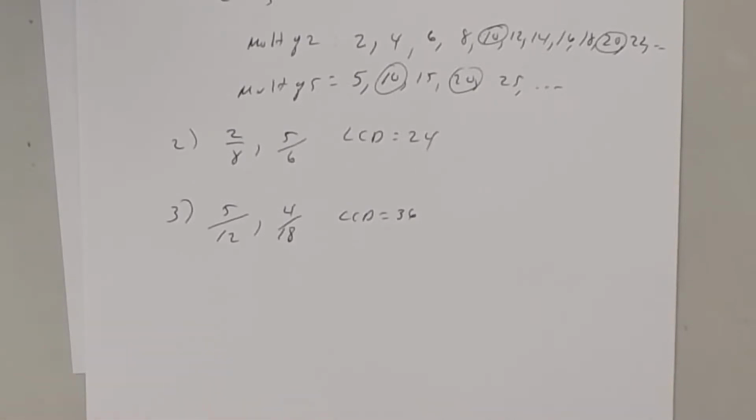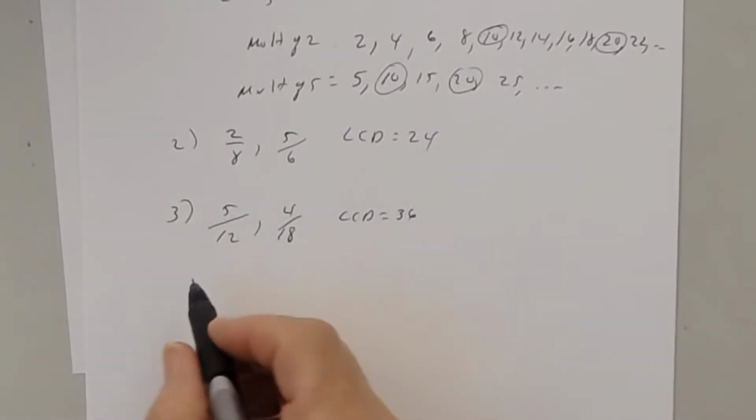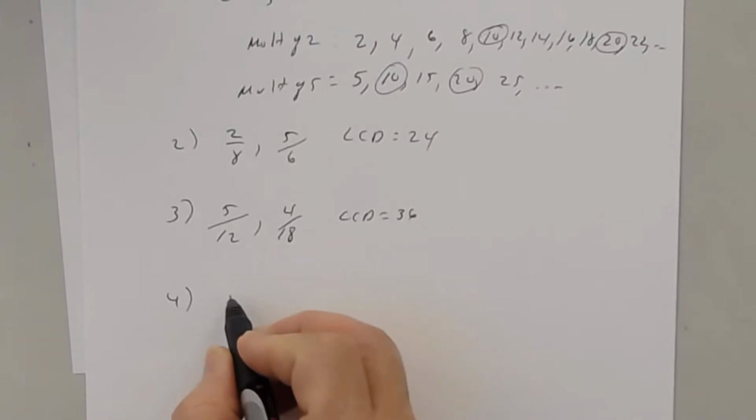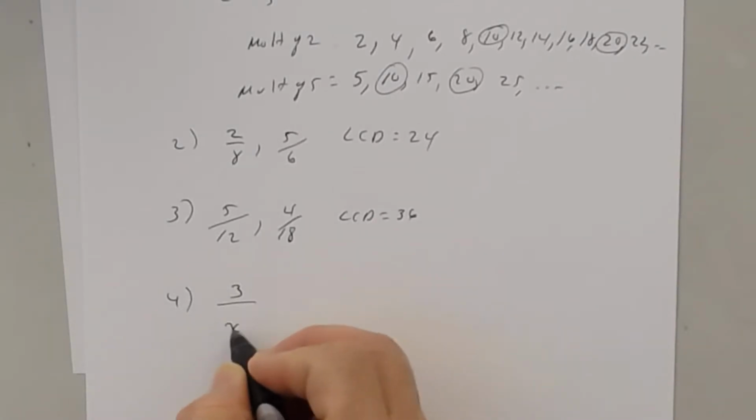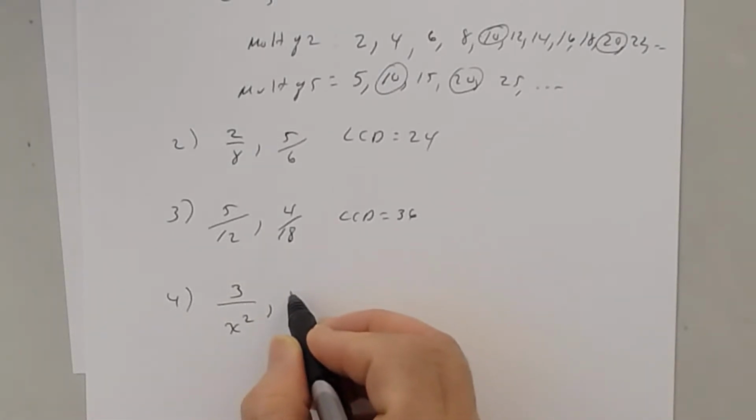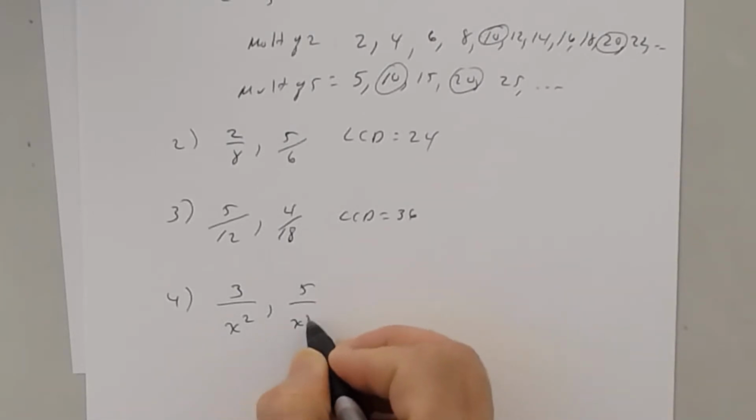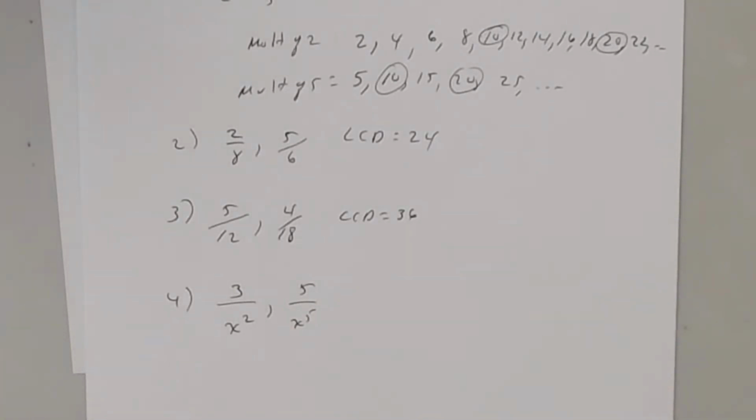All right, now, see, the numbers are not that bad. What if I had this for number 4? 3 divided by x squared. Now we're going to do variables. 5 divided by x to the 5th. What do you think the least common denominator is? X to the 6th power? X to the 6th? Okay. What else? Oh, wait. X to the 10th power. X to the 10th? Yeah. Okay. Anybody else? Huh? X to the 10th?